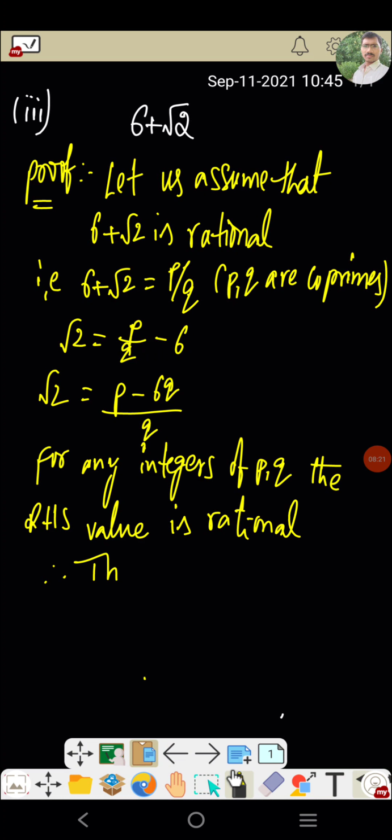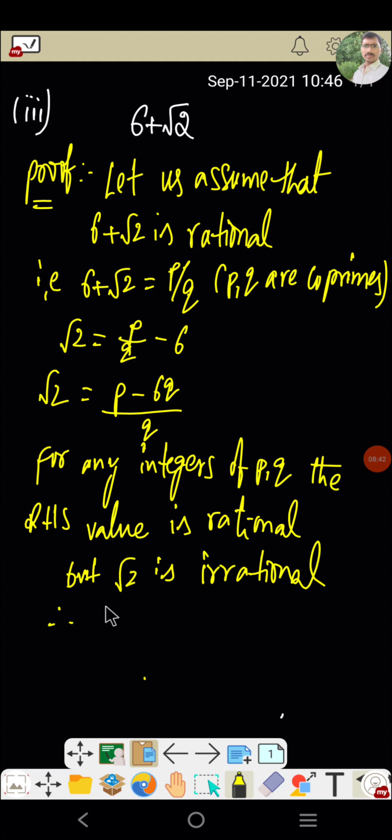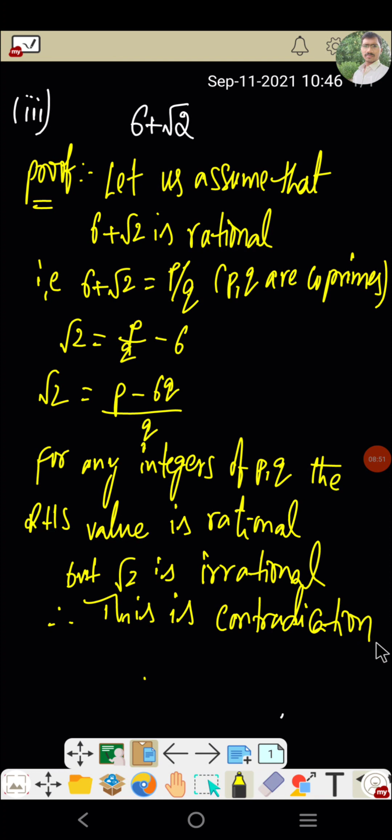RHS is rational, but here LHS is what? Irrational. So that means for any integers p and q, the RHS value is rational, but root 2 is irrational. Therefore, this is contradiction. This is contradiction to our assumption.